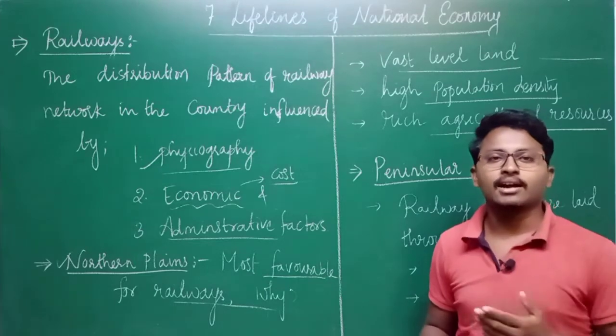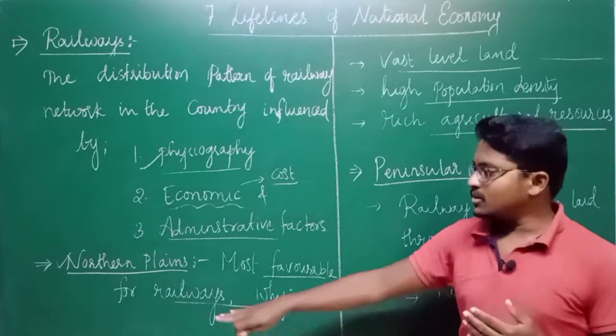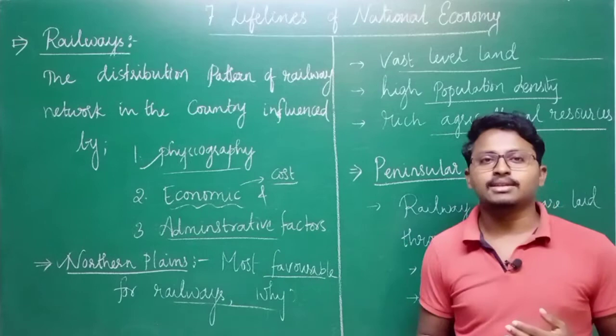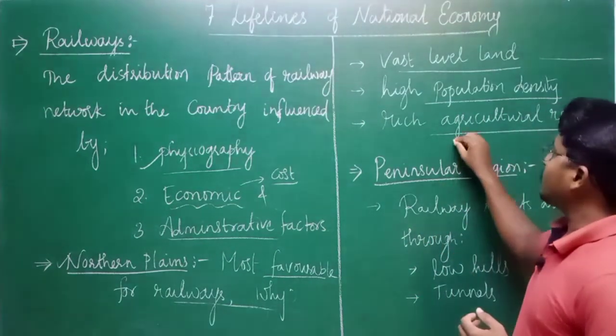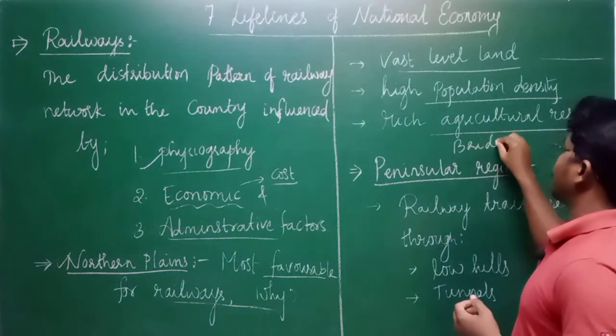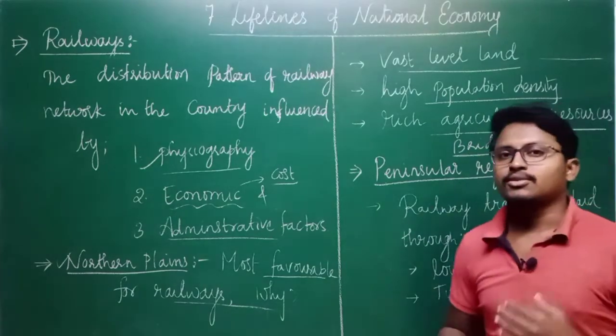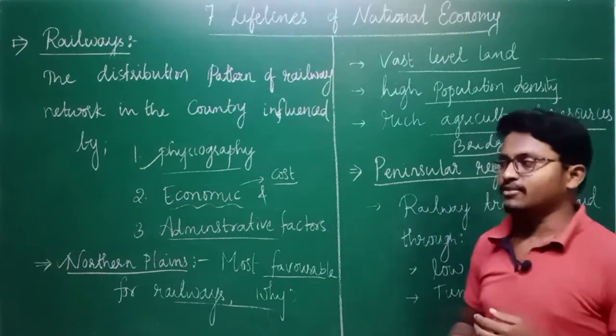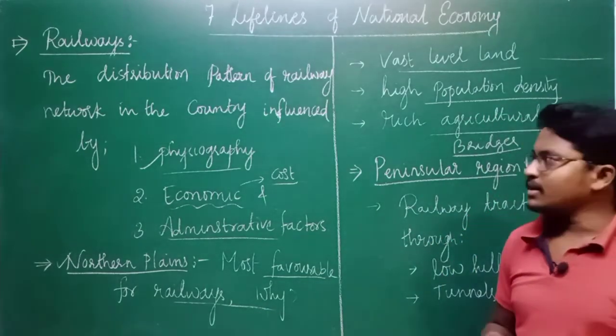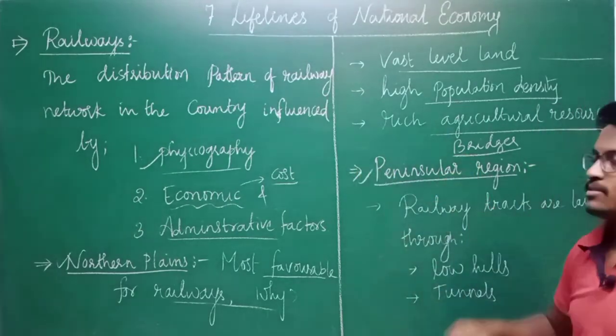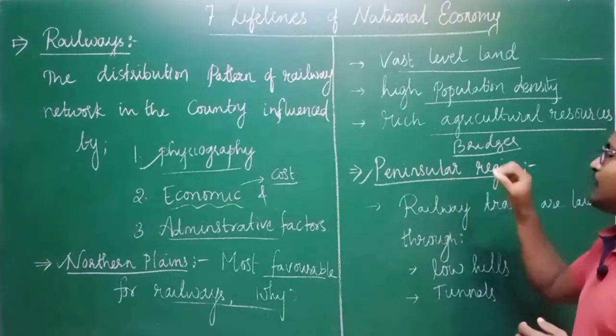If you take the Ganga, Brahmaputra or Indus, they are flowing in these northern plain regions where we require a lot of bridges to be constructed to connect the two places on both sides of these rivers. So that is one problem. Then the next important place in the country is the peninsular region.